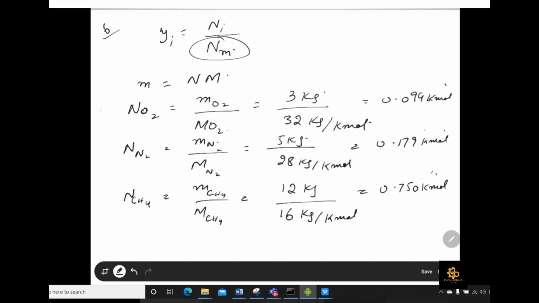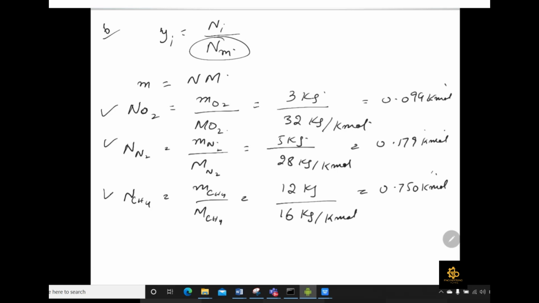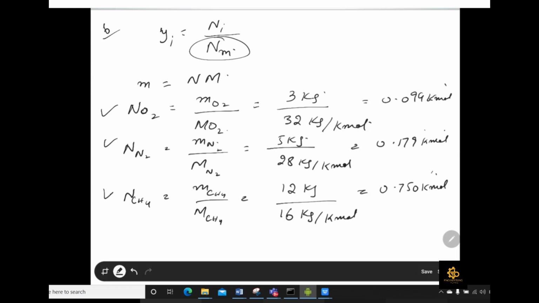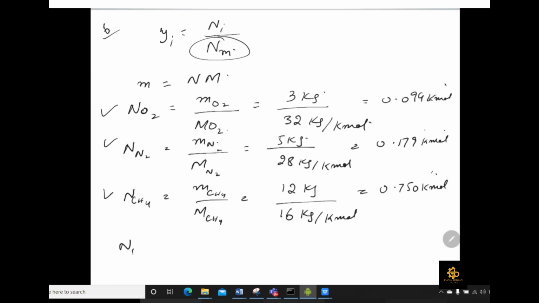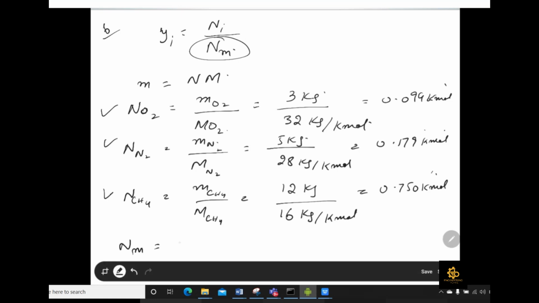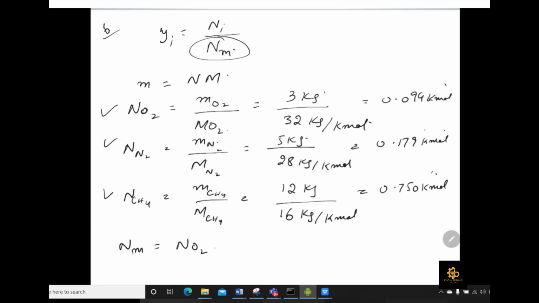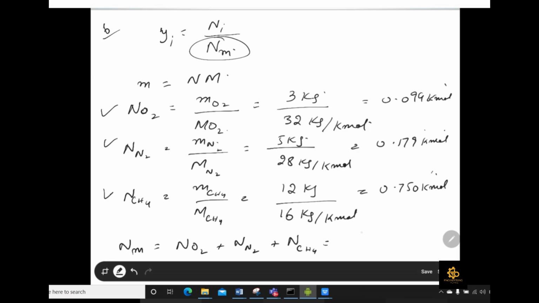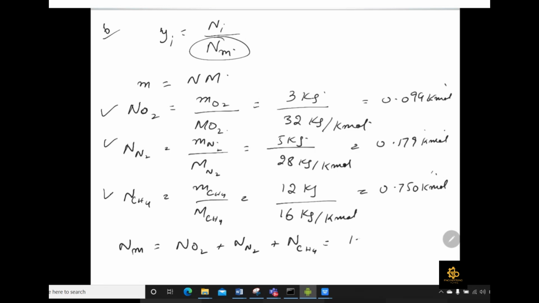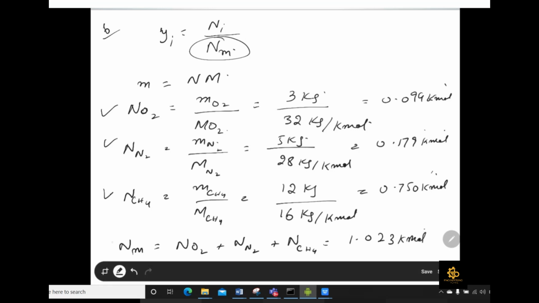Now we have all the mole numbers with us. We have to find the mole number of the mixture, so we just add all these values. Nm is equal to N of O2, plus mole number of nitrogen, plus mole number of CH4. Adding all these values, we get 1.023 kilomole. Now we have the mole number of the mixture, so from here we can easily find the mole fraction of the individual components. You have to note it down, then we go towards the next slide.